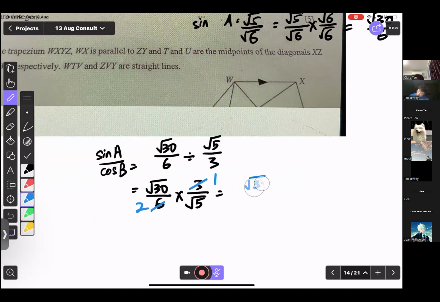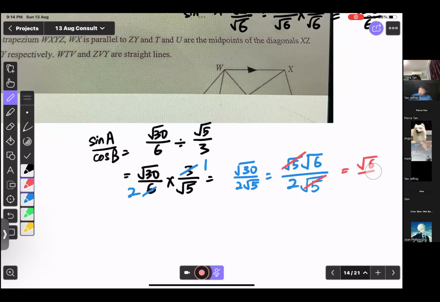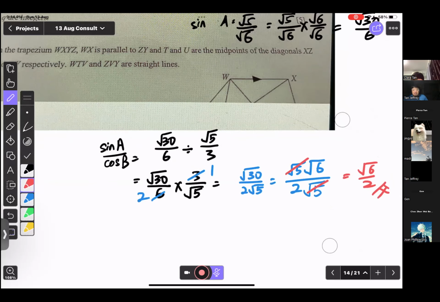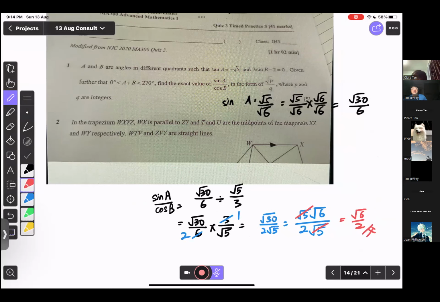Yeah. So square root 30 is the same as square root 5 times square root 6, over 2 times square root 5. So I can cancel again, and then I get square root 6 over 2. Yeah, that's the answer. Just cancel like normal surds simplifying. Not intuitive, but it takes time.